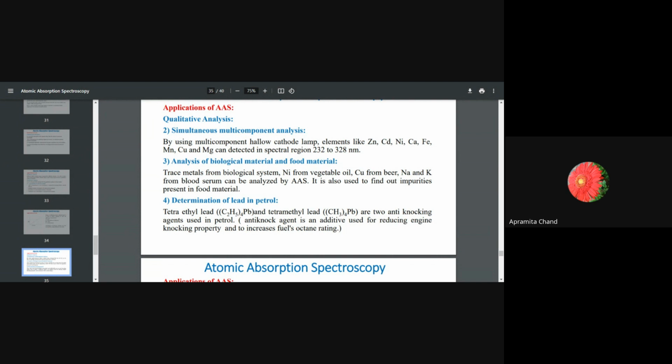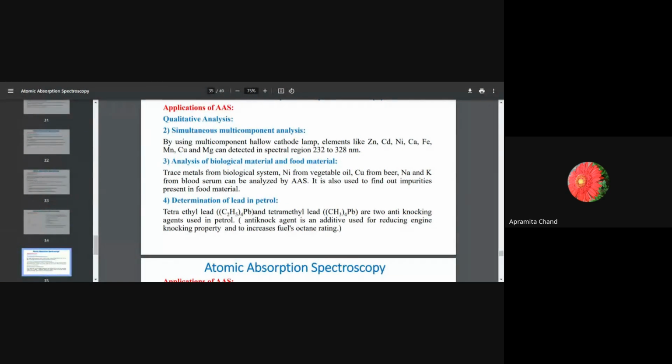It can be used for analysis of biological material and food material as well. Now, trace metals from biological systems, nickel from vegetable oil, copper from beer, sodium and potassium from blood serum, they can also be analyzed by AAS, and it is also used to find out impurities present in food material.